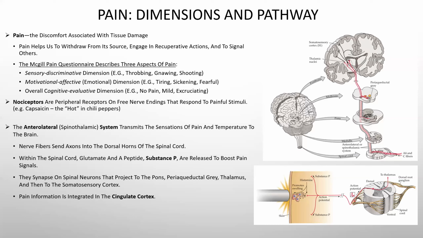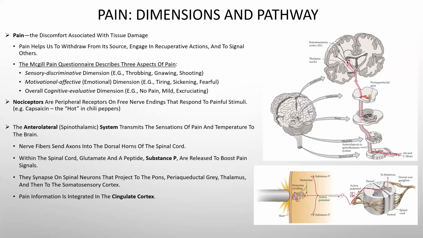If we focus on the anterolateral system, it transmits the sensations of pain and temperature to the brainstem. You see those in the figure on the right-hand side, okay? Beginning at the spinal cord and then moving on its way up. Nerve fibers send axons into the dorsal horns of the spinal cord.